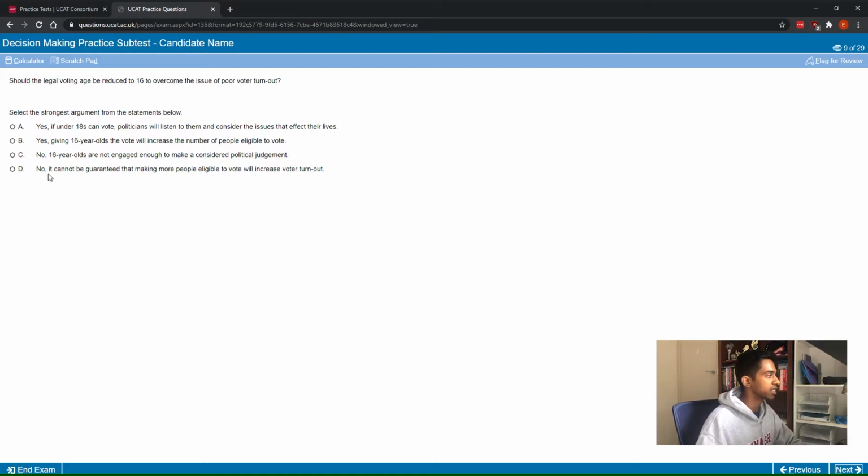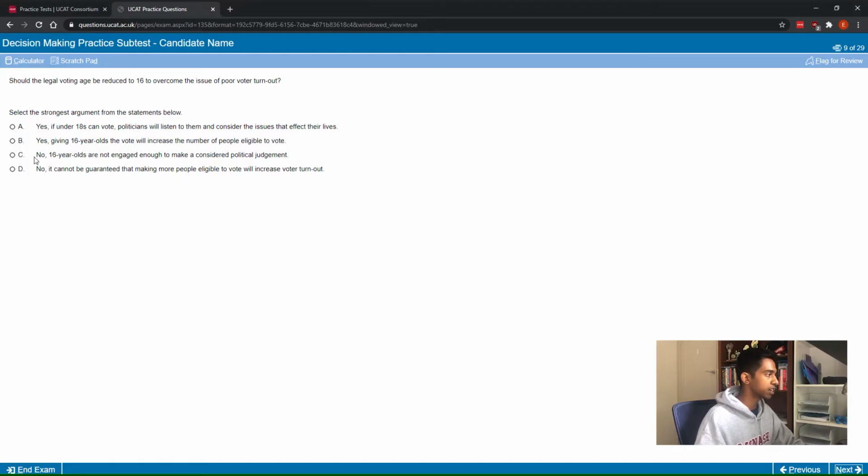So reading this, let's see, for A, yes, if under 18s can vote, politicians will listen to them and consider the issues that affect their lives. So we'd actually say that this is not the strongest argument because it does not address this main point of the question, which is the issue of poor voter turnout. And with B as well, yes, giving under 16-year-olds the vote will increase the number of people eligible to vote. So this is a bit closer, but it doesn't really address the issue of poor voter turnout. It just changes the number of people eligible to vote.